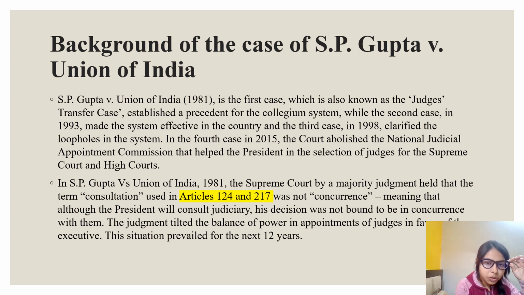In SP Gupta versus Union of India 1981, the Supreme Court by a majority judgment held that the term consultation used in Article 124 and 217 was not concurrence, meaning that although the President will consult the judiciary, his decision was not bound to be in concurrence with them. The judgment tilted the balance of power in the appointment of judges in favor of the executive. This situation prevailed for the next 12 years.